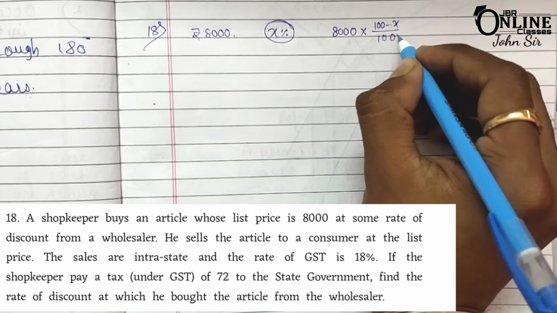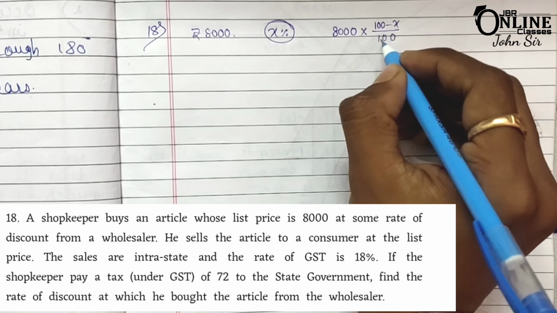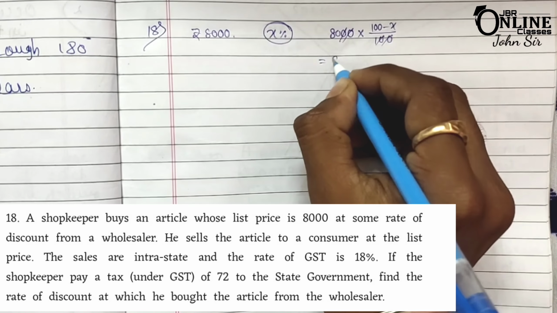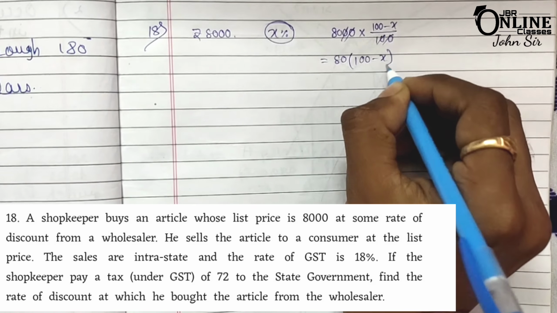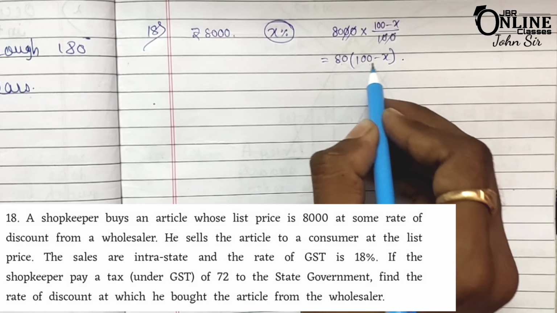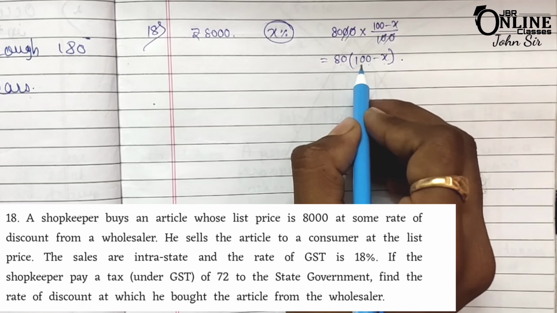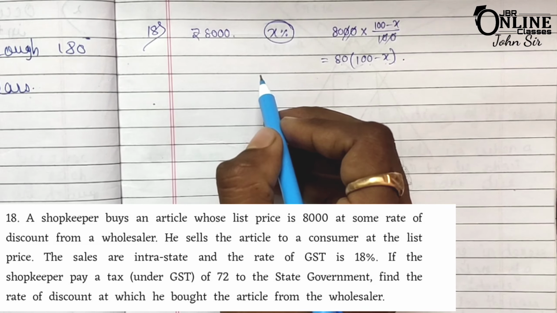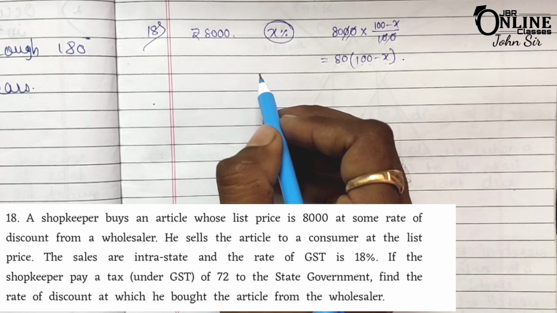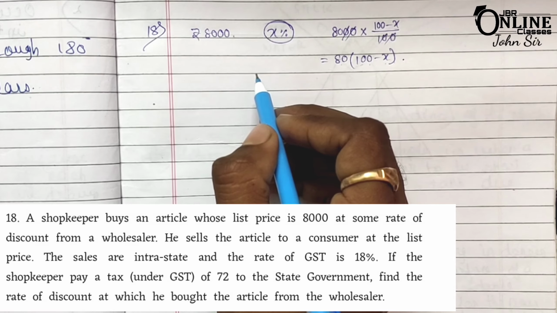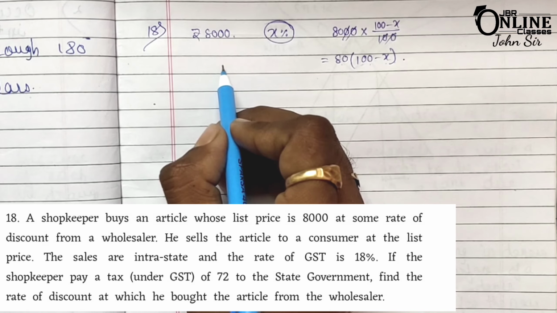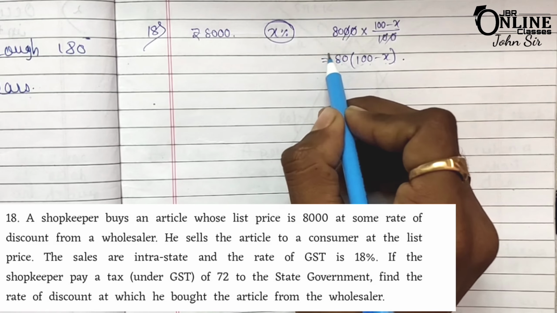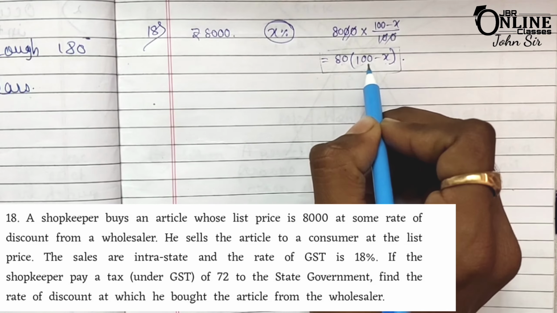That will be 80 into 100 minus X. So 80 into 100 minus X, that is the selling price. Now next, the sales are intrastate and the rate of GST is 18%. If the shopkeeper pays a tax of 72 to the state government, find the rate of discount at which he bought the article from the wholesaler. So here the CP of the article for the shopkeeper equals 80 into 100 minus X.